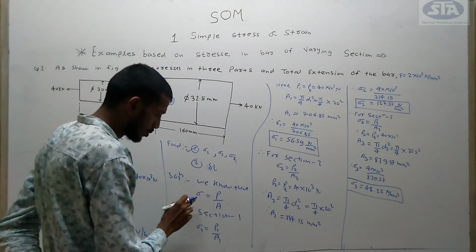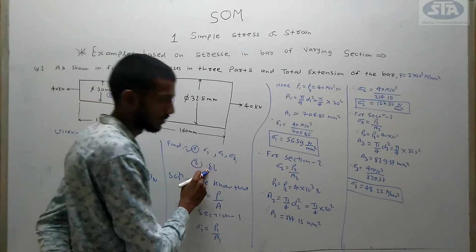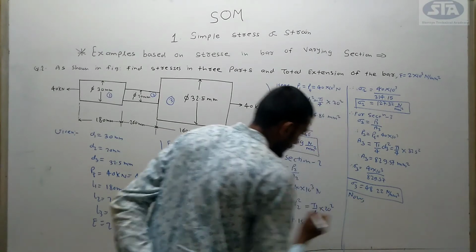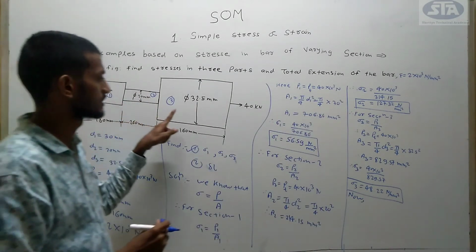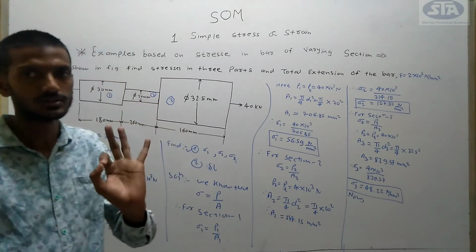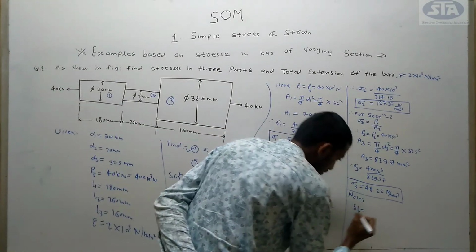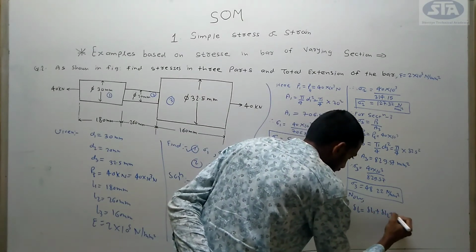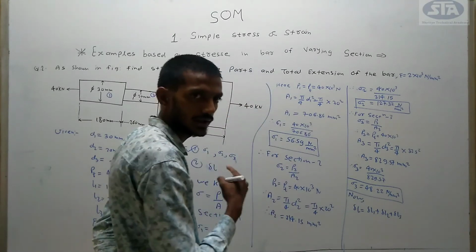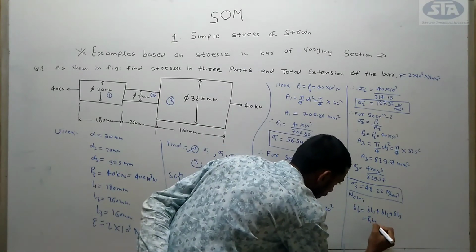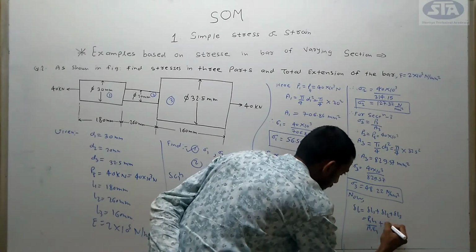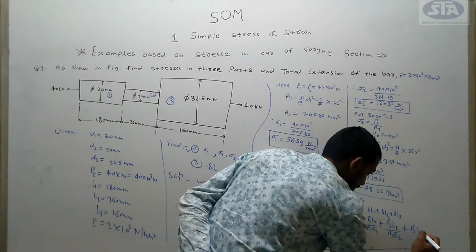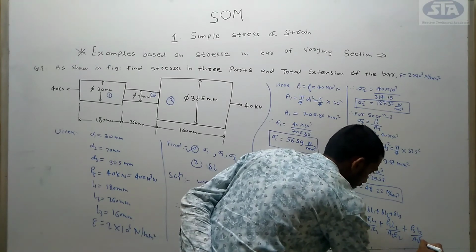Now we have to calculate the change in length of the bar. We know there are 3 sections: section number 1, section number 2, section number 3. That change in length should be the sum of 3 parts. Hence the total change in length, delta L, is equal to delta L1 plus delta L2 plus delta L3. The formula is again the same: P1 L1 by A1 E1 plus P2 L2 divided by A2 E2 plus P3 L3 divided by A3 E3.